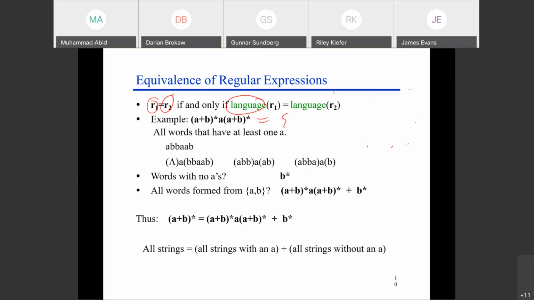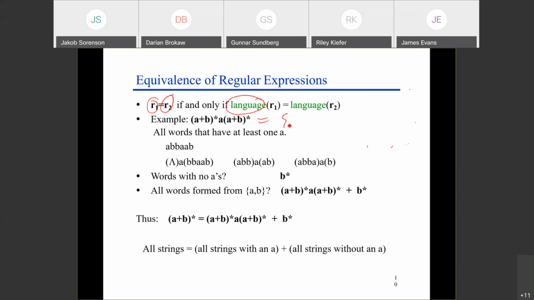So Jacob Sorensen, can you help me guess what the possible words of this language will be? Any number of A's or B's before an A, and then the same thing with any number of A's or B's after the A, or it could just be a single A.